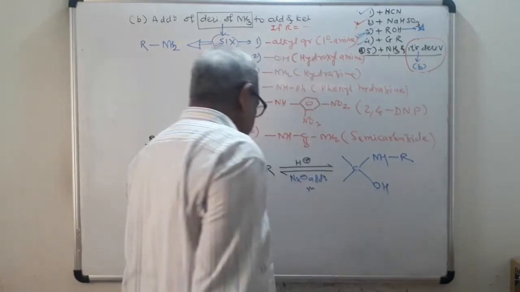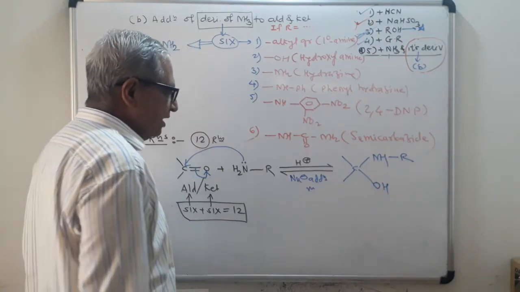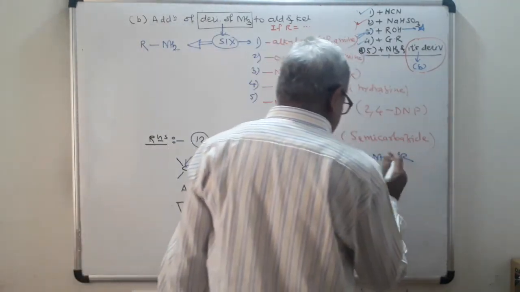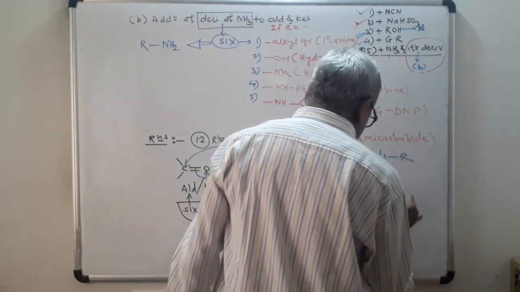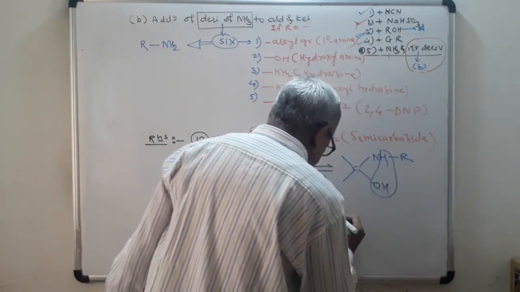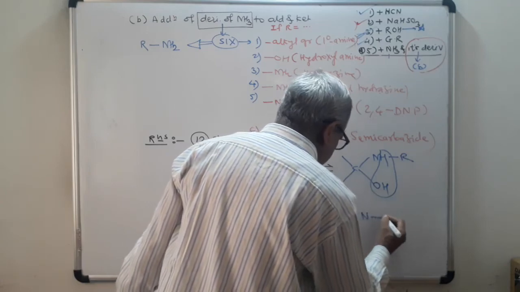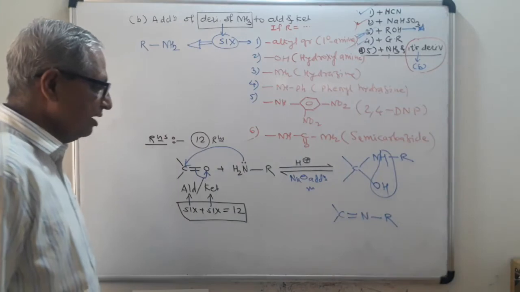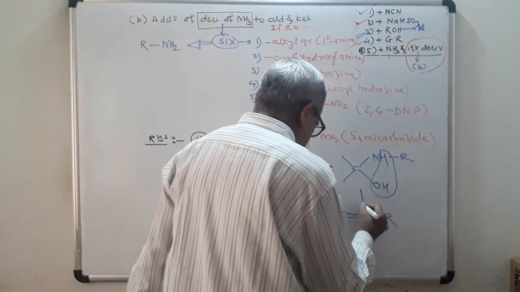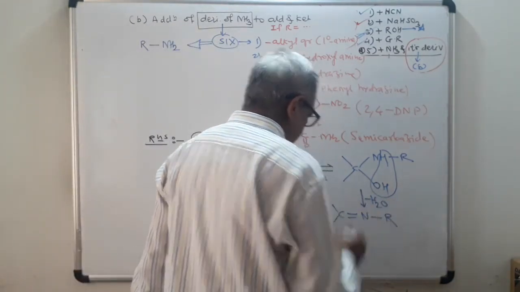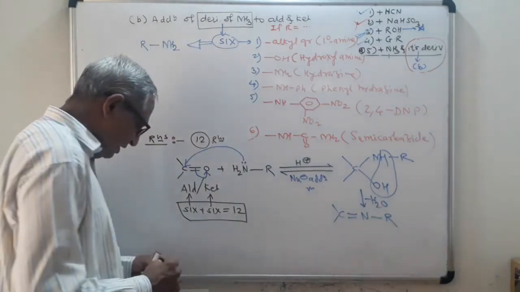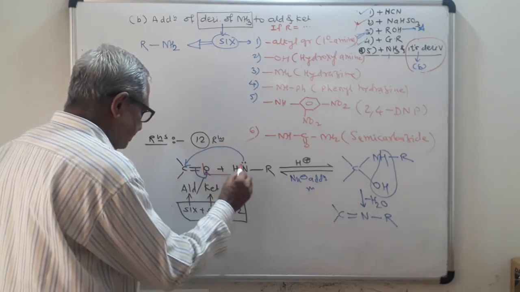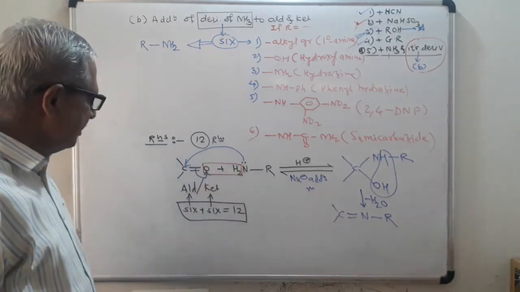Then you can easily remove the water molecule from this, minus H2O. So you will get a carbon-nitrogen double bond and R. This is your final product, minus H2O. You can also show this shortly in a single step. You can also remove the water molecule in this way. This is the short form: C double bond NR.